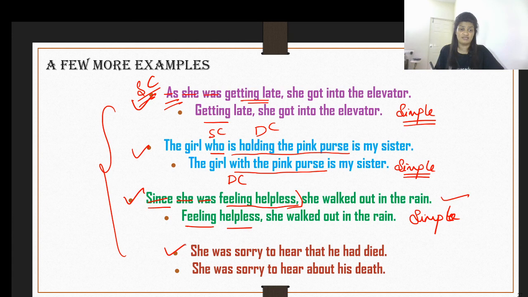The last one is, she was sorry to hear that he died. That he had died is our dependent clause. We are going to eliminate this and this and this, and this will be converted into death. She was sorry to hear about his death. There you get our simple statement.